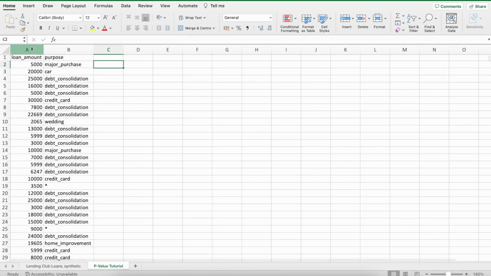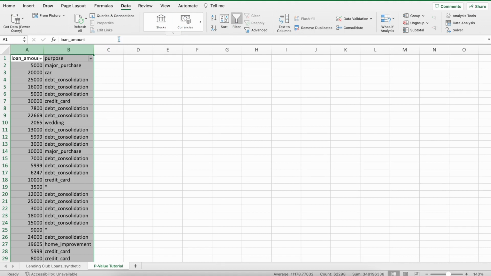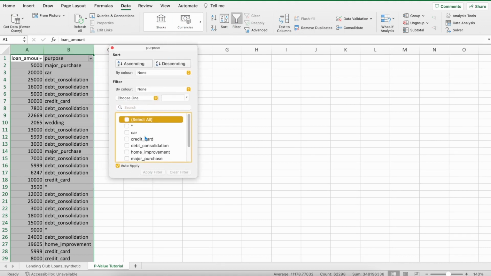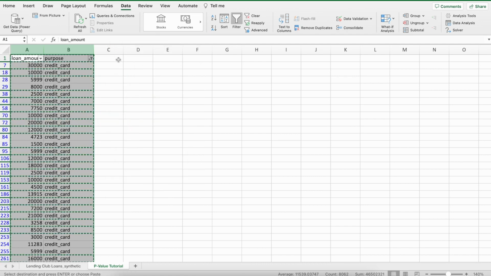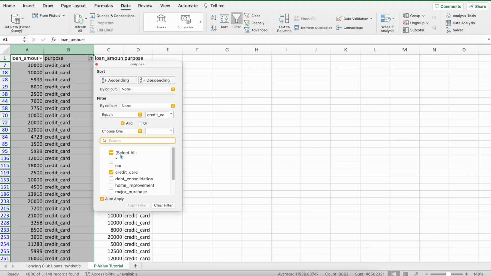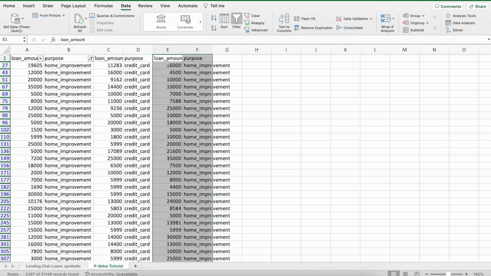So what we're going to want to do first is highlight both the columns, select data, click filter, go on purpose. Let's unselect everything because we're only using two, and I think I said credit card and home improvement. So we'll get everyone with credit card as their purpose. Copy and paste that over here. Reset this, or just take this off, and home improvement I think was the second one, right? So I'll copy and paste this.